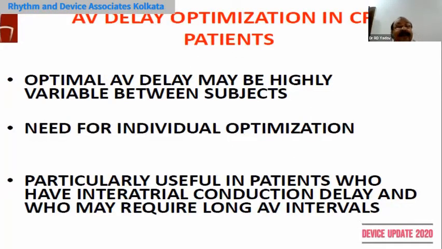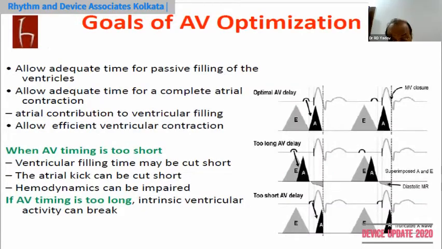So AV delay optimization is the most important in patients with a biventricular pacemaker. The goal of AV optimization is that the optimal AV delay should be such that E and A become separate and are not truncated. If you have too long an AV delay, that is a long PR, then diastolic MR will occur and you are not going to get the benefit. If E and A get fused, that's not the important thing.